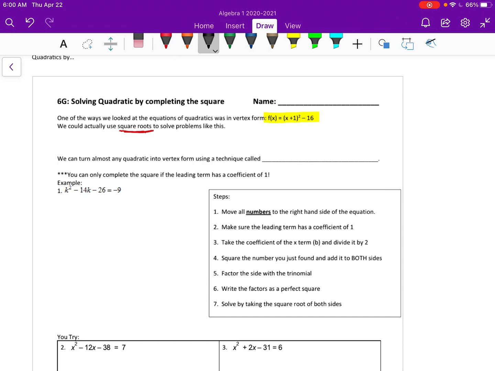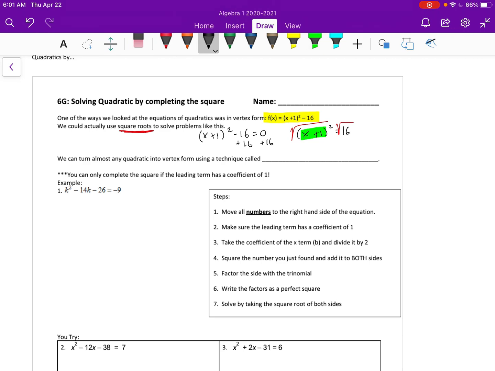If I took this quadratic, this x plus 1 squared minus 16, and I set it equal to 0, instead of using FOIL to expand it out, I could move the 16 to the other side, right, which would give me x plus 1 squared equals 16. And then, hey, look, I've got a perfect square, something squared, right? That's what this is. Perfect square equals 16. So how do I solve that? Well, I can take the square root of both sides.